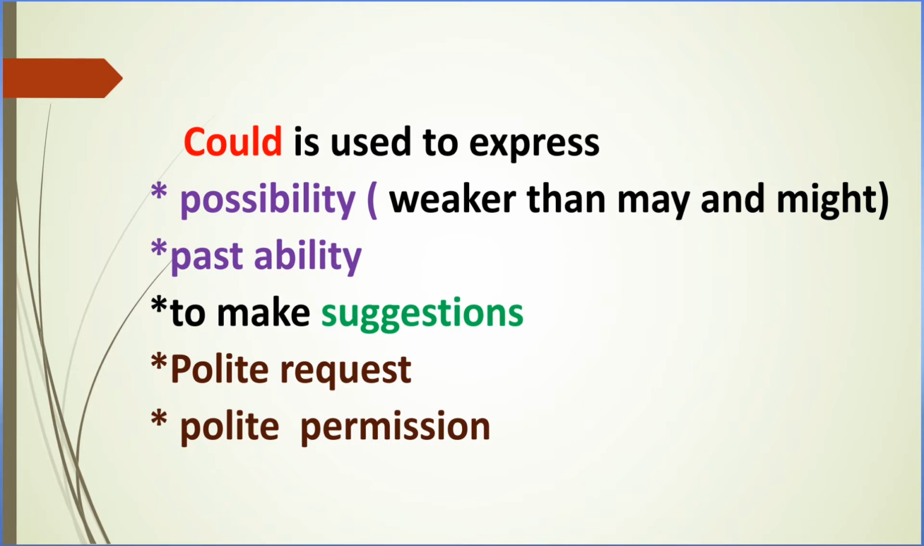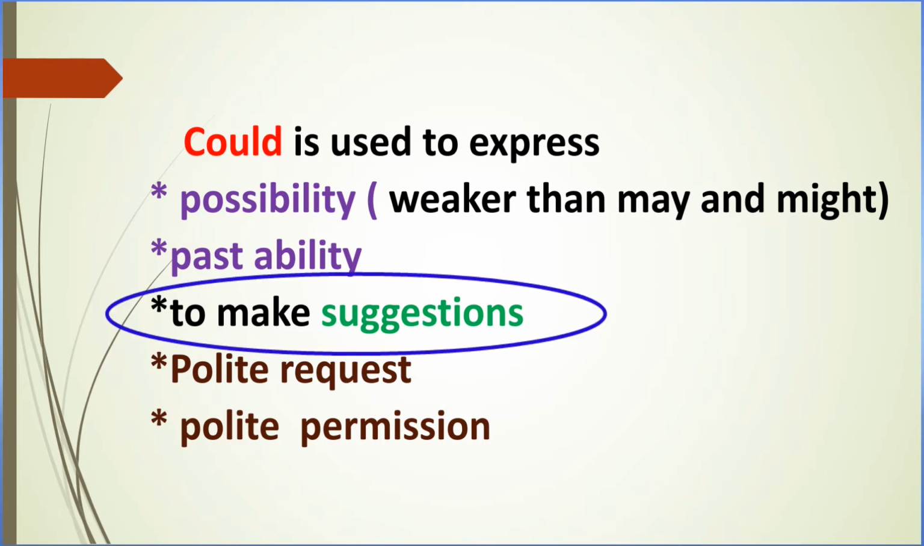So now let's move to the next function of the modal could. Okay, so you know very well already the modal can is used for the ability of the person. So here you know very well the past tense of the word can is could. So here the function is in order to mention the past ability of the person. So let me move to the third one. In order to make suggestions, we can use modal could.